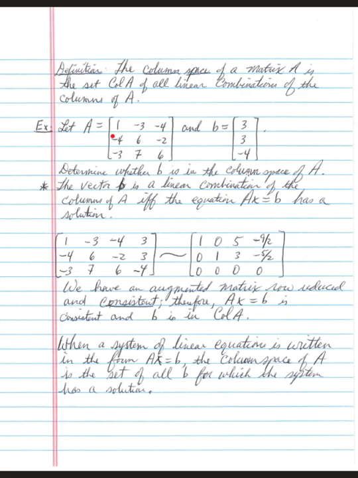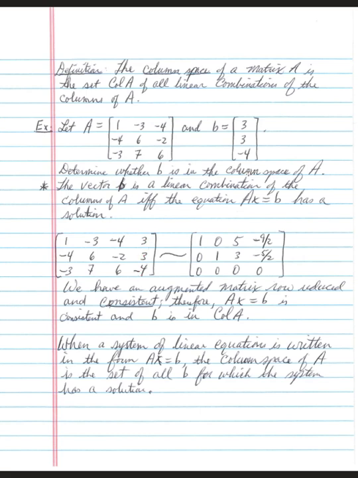We have a square matrix A, 3 by 3. Matrix B is 3, 3, negative 4. That's a 3 by 1. Determine whether B is in the column space of A. Okay, so the vector B, what you'll want to do is create an augmented matrix with A and B as your last column.